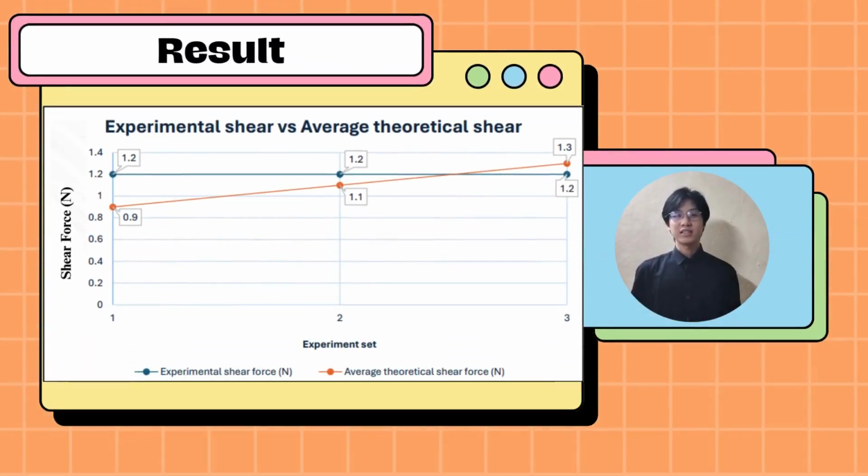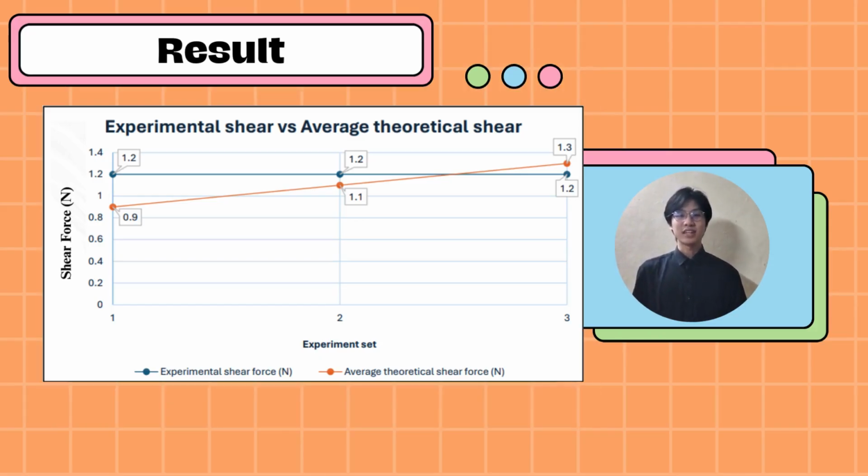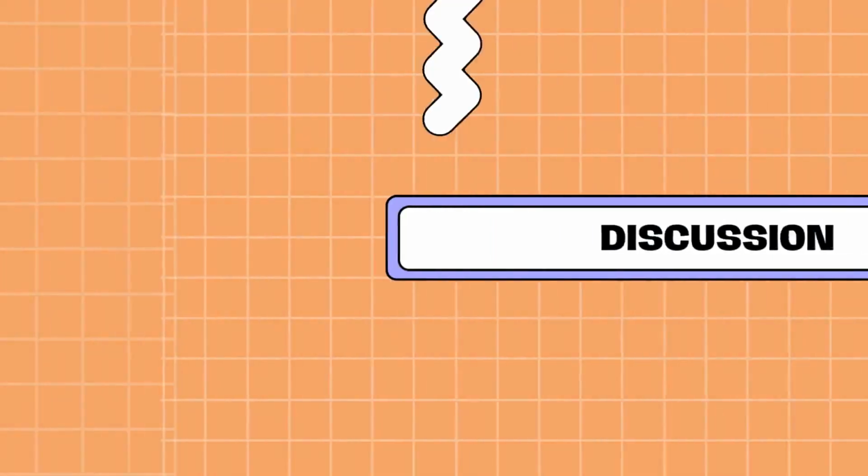From the result, the table experimental shear versus average theoretical shear shows that the experimental shear force stays constant at 1.2 newtons for all sets, while the theoretical shear force increased as the load moved farther from the support. This means the apparatus was not sensitive enough to measure small changes. The percentage error decreased at the larger distance, showing the result becomes more accurate.